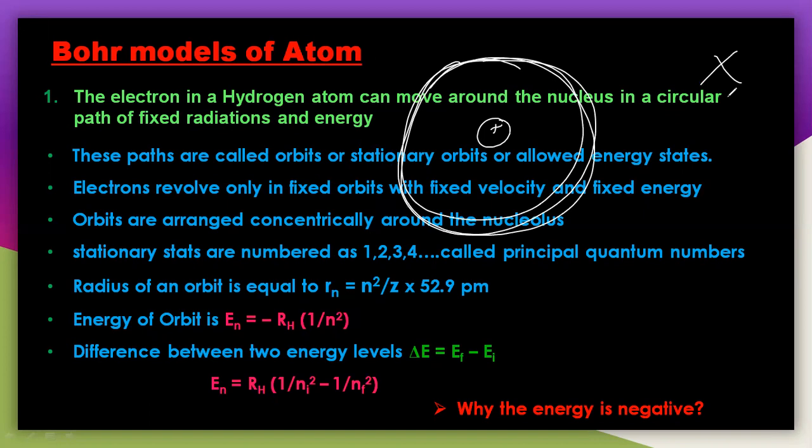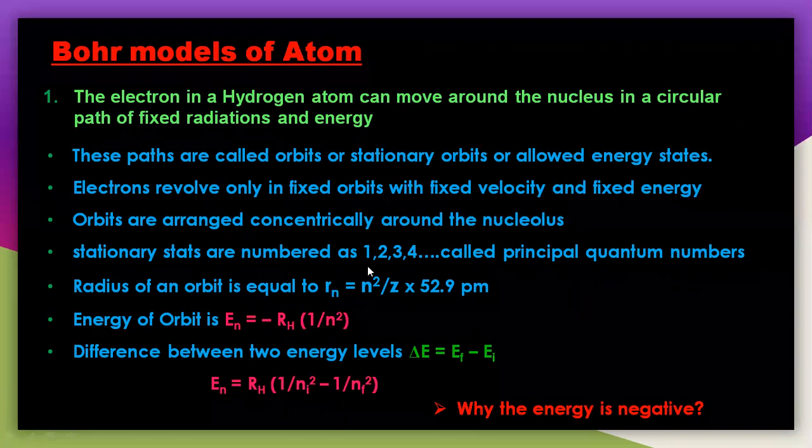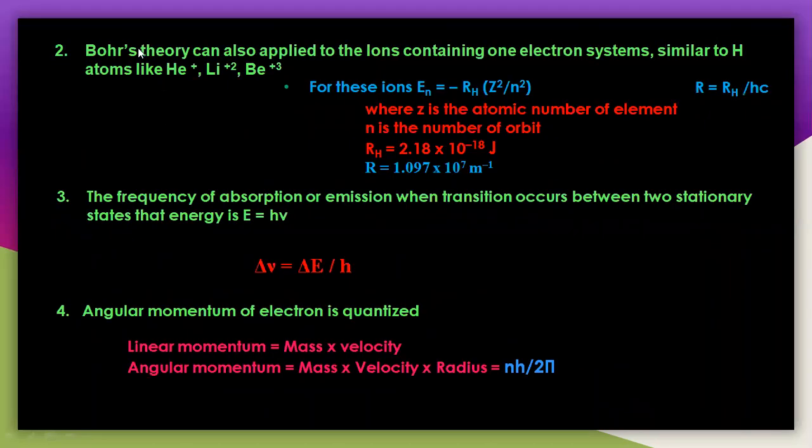That can be decided by the quantum mechanics. So exact circular motion does not happen at all. But according to what Bohr said, what he found is that the electron will always rotate like this. So that is Bohr's model of an atom here. Now these are the points you can easily understand here. Now see the other points about the Bohr's atomic model here.